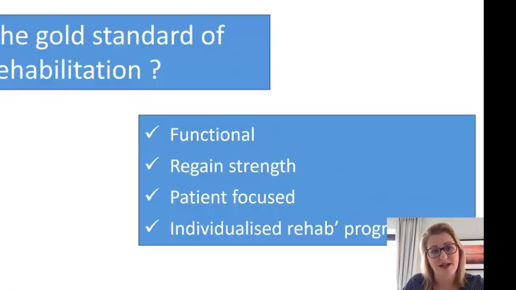What we want is the gold standard of rehabilitation. So we want it to be functional. We want to regain really good strength, and it needs to be patient focused and individualised. So what else do we need?